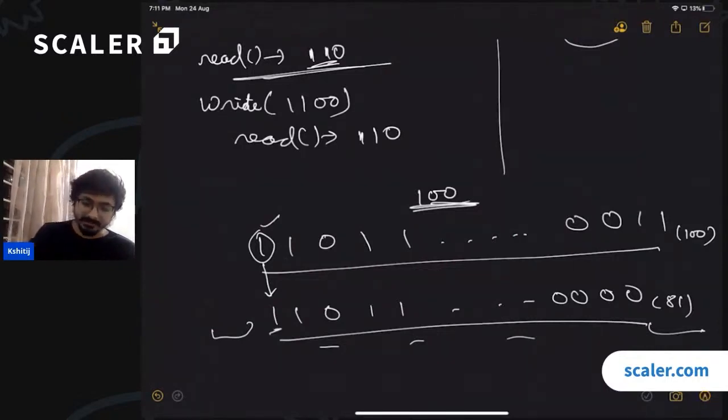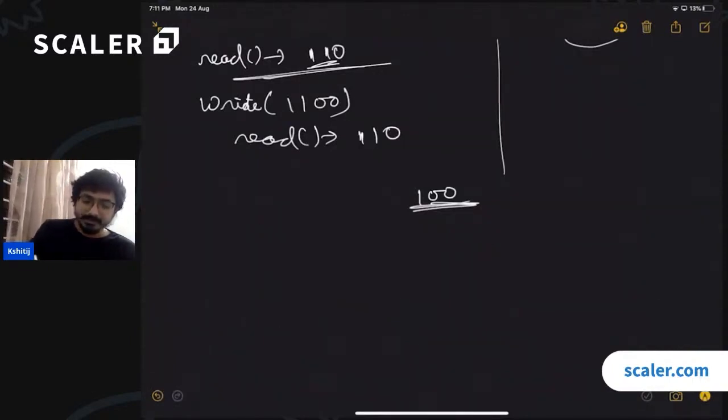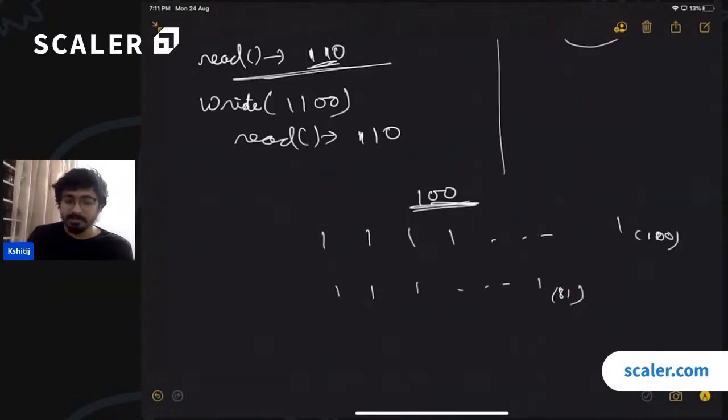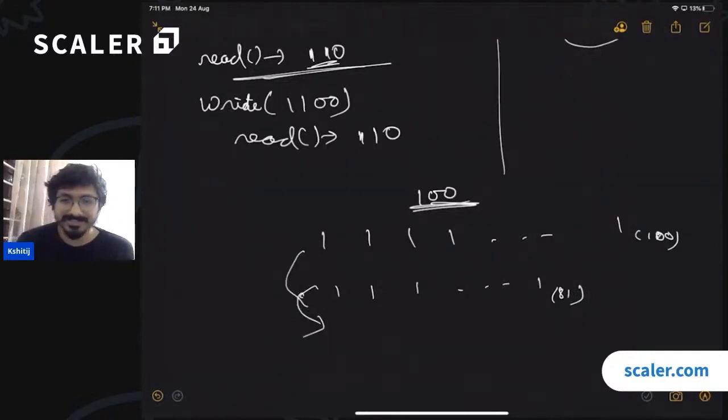Let us take another example. Let us say that you input all 1s. If the input is all 1s and you send 100 ones, and in return you are getting 81 ones, how do you find which 19 slaves are not working? Take XOR of the return string with the original string.